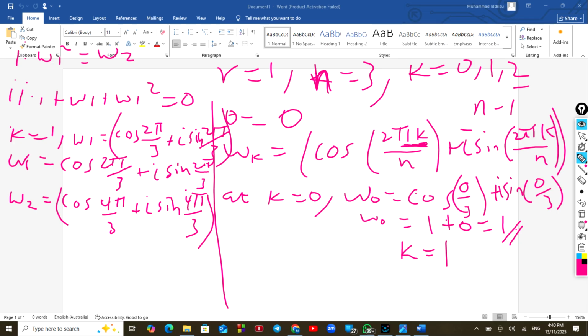But remember that we usually leave our answer in what? The principal argument form. So W2 will be equal to... if we want to change the 4 pi over 3 into principal argument, we do what? We subtract 2 pi from it. We have 4 pi over 3 minus what? 2 pi.